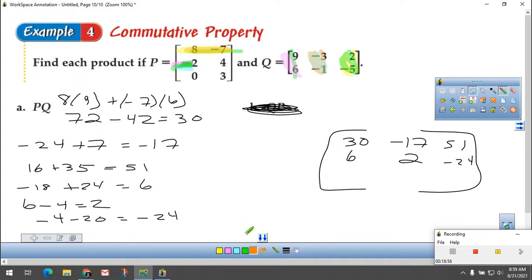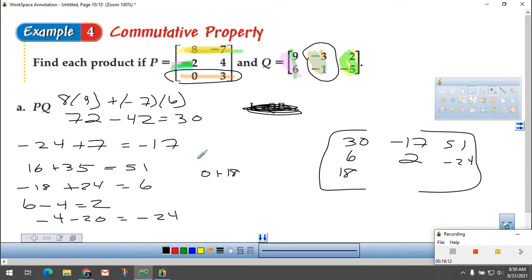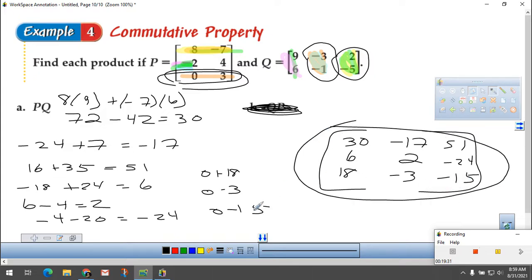And so now we can move down to the third row, first column. And so that's going to give me 0 times 9 is 0, plus 3 times 6 is 18, so 0 plus 18 is 18. And now we're going to go to the last row, the second column. 0 times negative 3 is 0, 3 times negative 1 is negative 3, 0 minus 3 is negative 3. And now the last row and the third column. So 0 times 2 is 0, and then 3 times negative 5 is negative 15, 0 minus 15 is negative 15. And so there would be that 3 by 3 matrix for PQ.